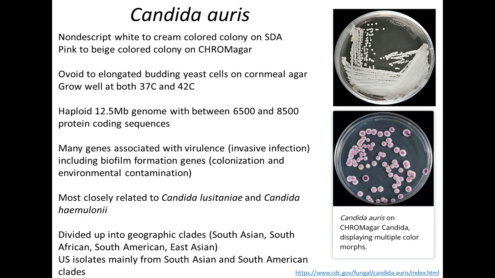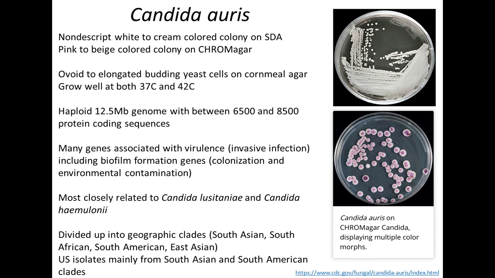So Candida auris, as we saw in the clinical case, grows as a nondescript white to cream colored colony on SDA. These pictures came from the CDC website, and that's the top picture. And the bottom picture, pink to beige colored colony on chromogenic agar or CHROMagar. What's interesting about the nondescript white to cream colored colony is that that is what most Candidas look like when they grow up on a plate. So its initial growth is not a clue to whether or not it's Candida auris.